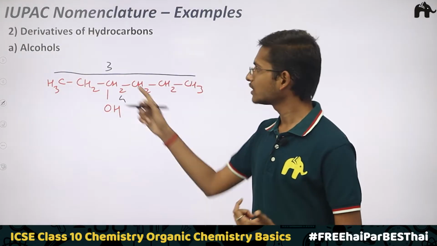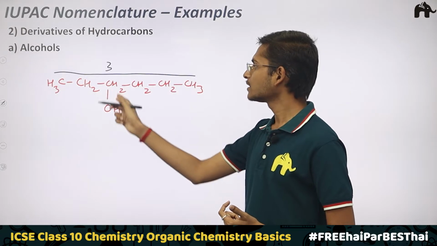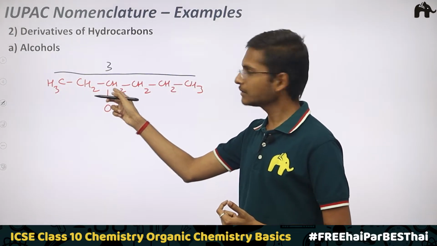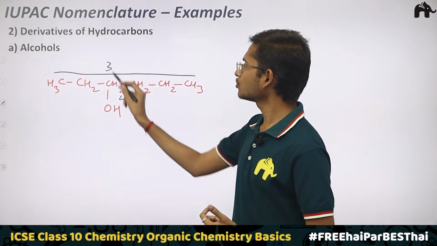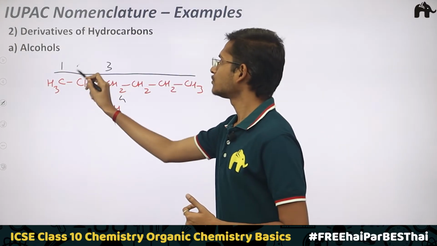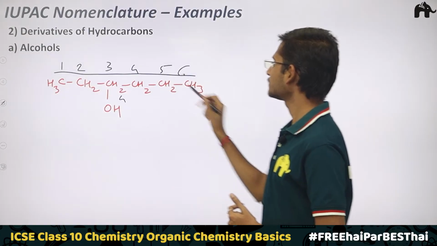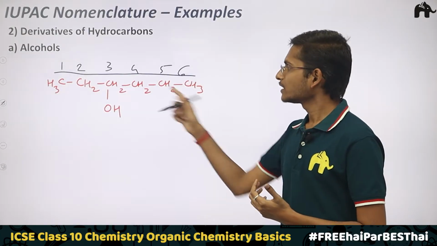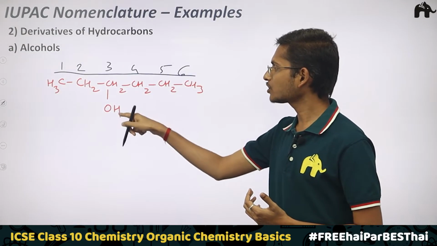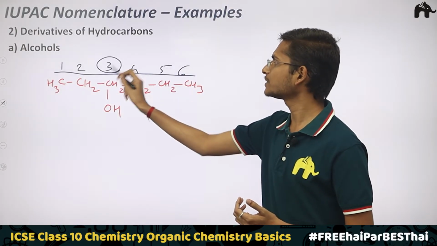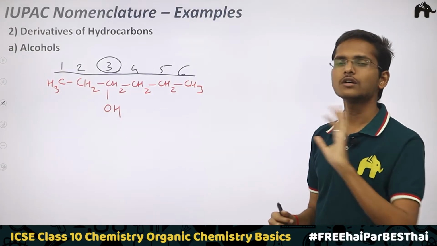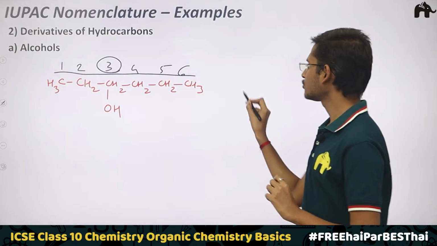So which one would you follow? The numbering which gives the lower number to the carbon atom to which the functional group is attached. So from this side, 1, 2, 3, 4, 5, 6, we have numbered it. Before moving to the root word, we need to see the position of the functional group. The functional group is attached to the 3rd carbon atom, so the position of the functional group is 3, right? Now we will move to the root word. So 6 carbon atoms, root word is hex.